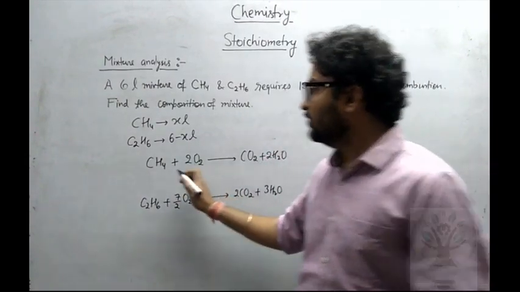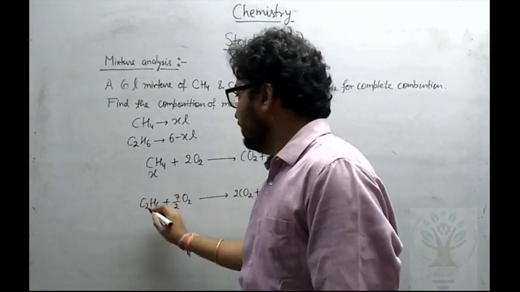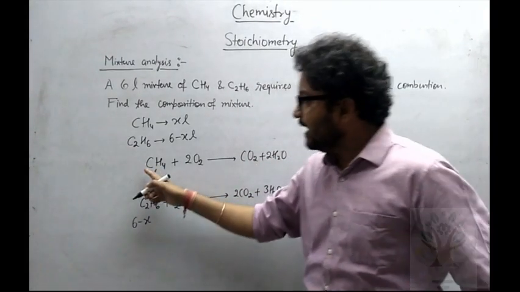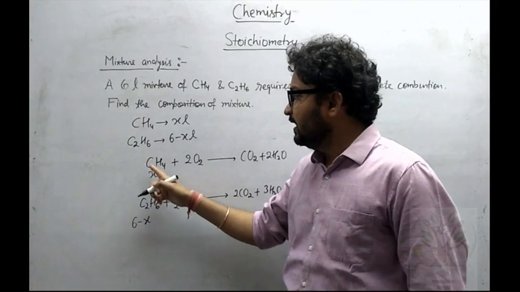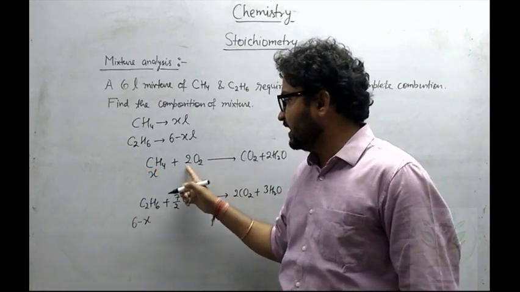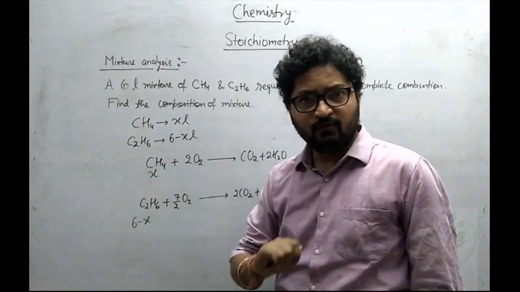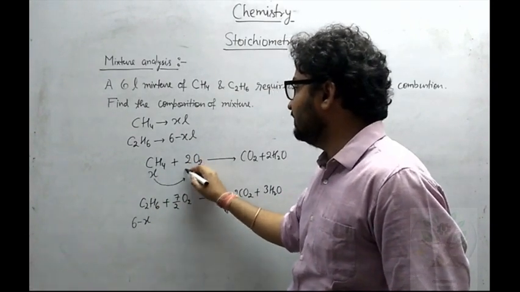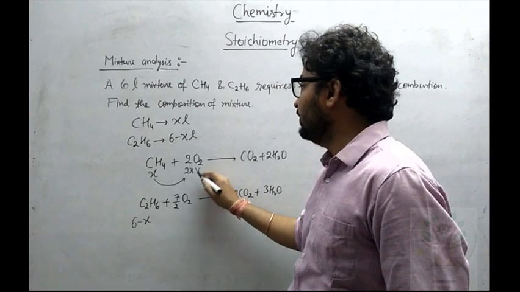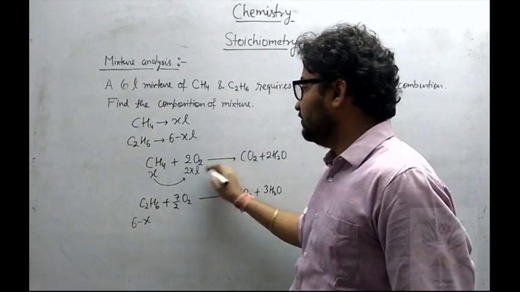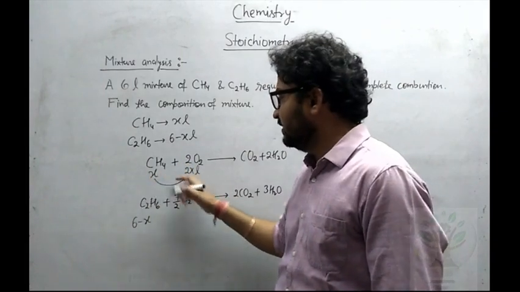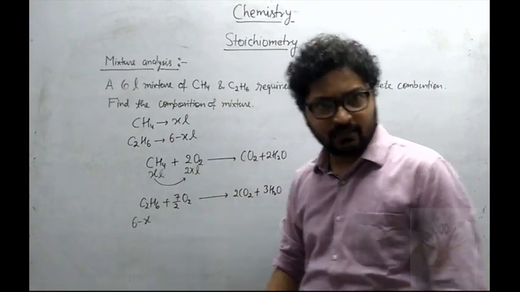Okay, we have made the reactions and now I can see that both the reactants are reacting with O2. Now what volume of CH4 do I have? X. What volume of C2H6 do I have? 6 minus X. Now by looking at this reaction, can you tell me if 1 volume of CH4 reacts with how much volume of O2? 2 volume of O2. So X volume of CH4 will react with how much volume of O2? It will react with 2X volume of O2. Are you getting this? So 1 reacts with 2, so X will react with 2X. Let me write liter as well.